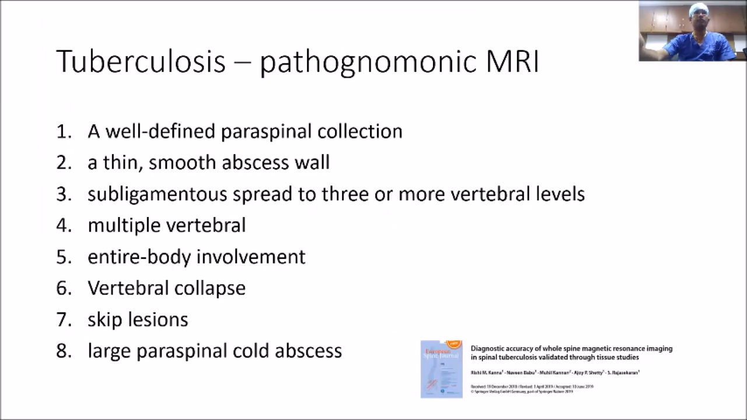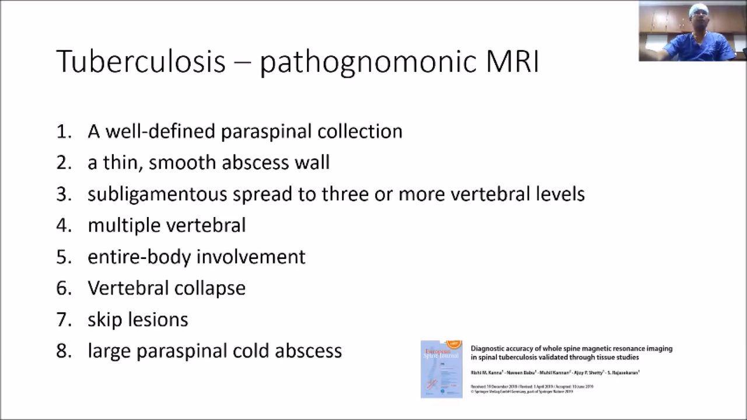So tuberculosis MRI is almost equivalent to a chest X-ray in a patient with pulmonary tuberculosis. So there are different pathognomonic findings in the MRI, which help us to make a diagnosis of spinal tuberculosis with a certain degree of confirmation.